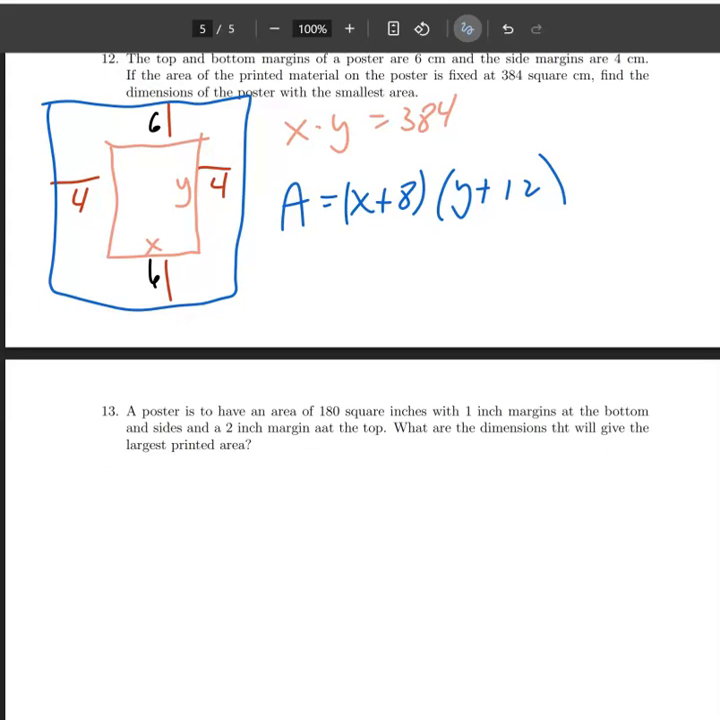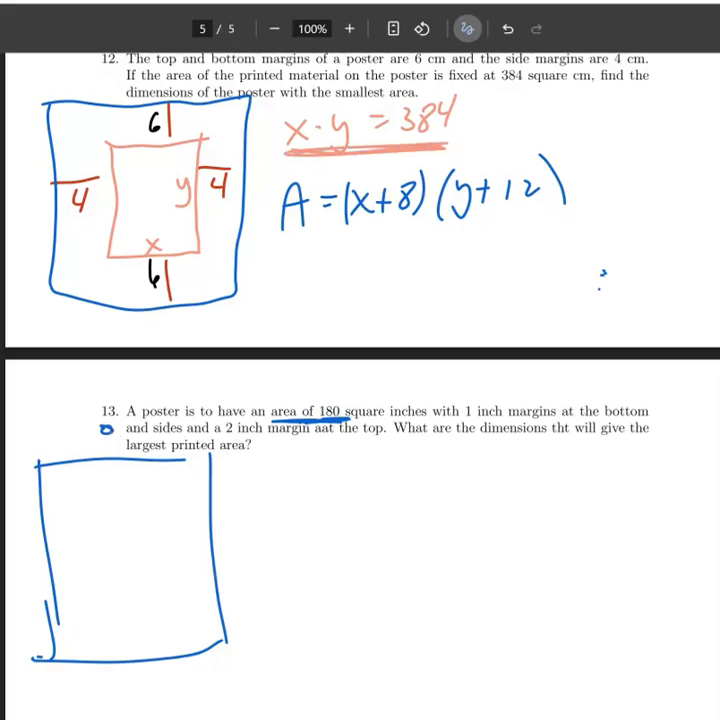All right, last one. So we have another poster problem. I want to compare and contrast with this one because I want you to be smart about how you set this up. So the poster is supposed to have an area of 180. So that means the whole thing is 180. So let's talk about how we're going to set this up.